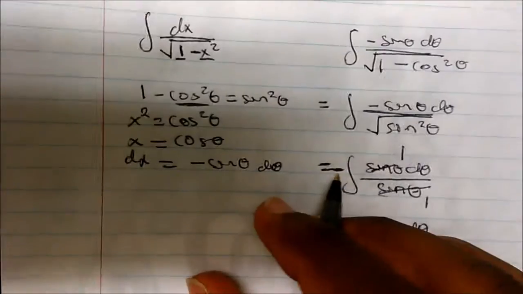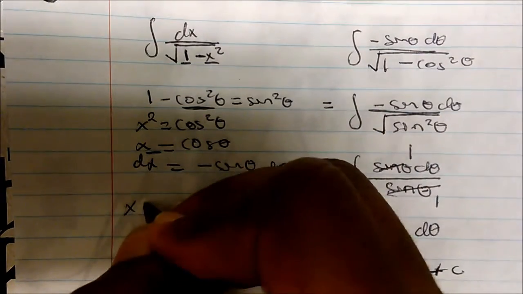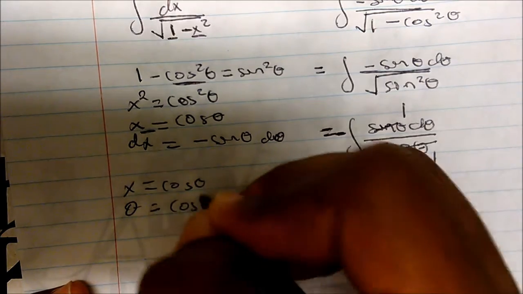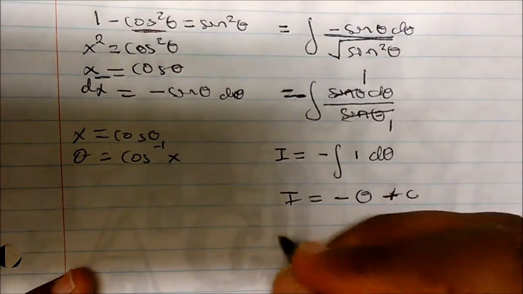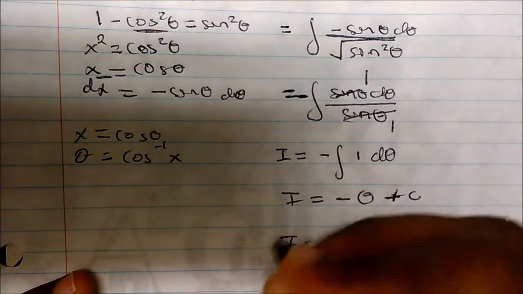Now again, what did I substitute in for x? x is equal to cosine of theta. And so if x is equal to cosine of theta, then theta must be cosine inverse of x. And so the integral in this case would be negative cosine inverse of x plus c. Okay, so now that we've covered some of the basic integrations, let's look at something a little bit more challenging.